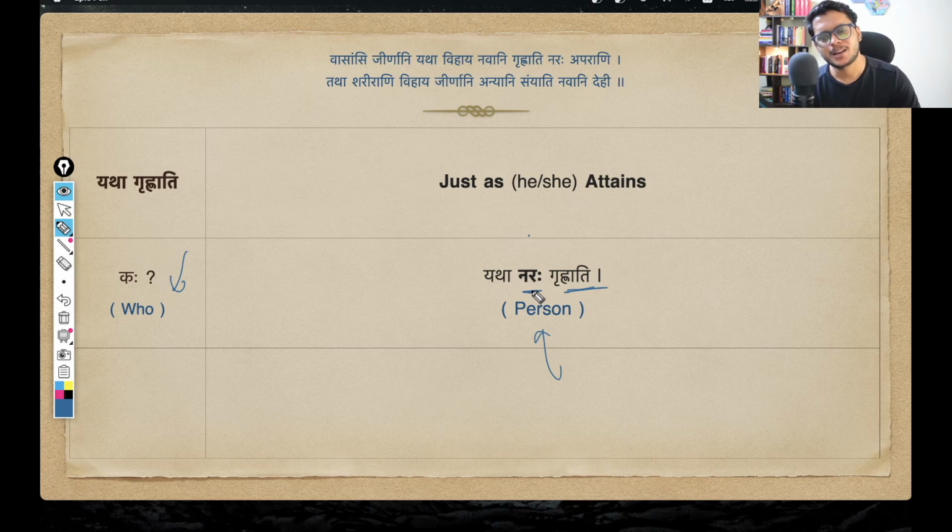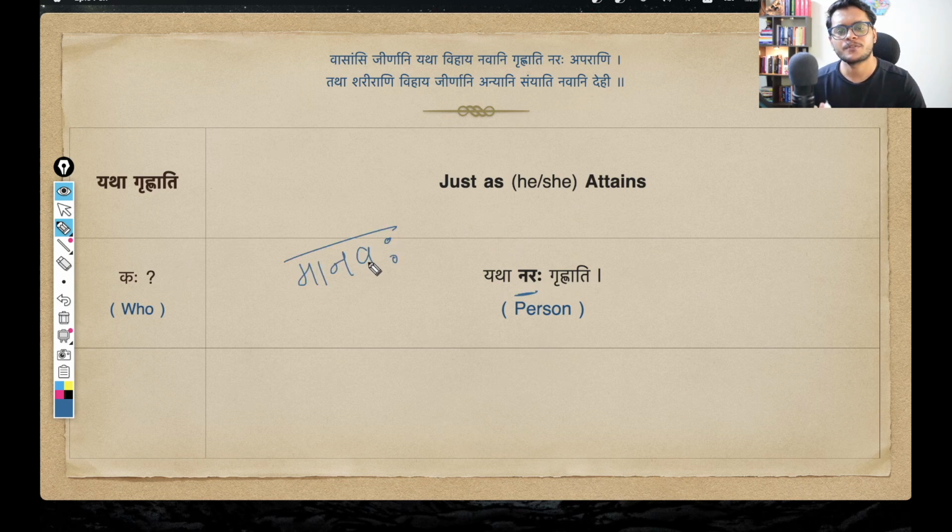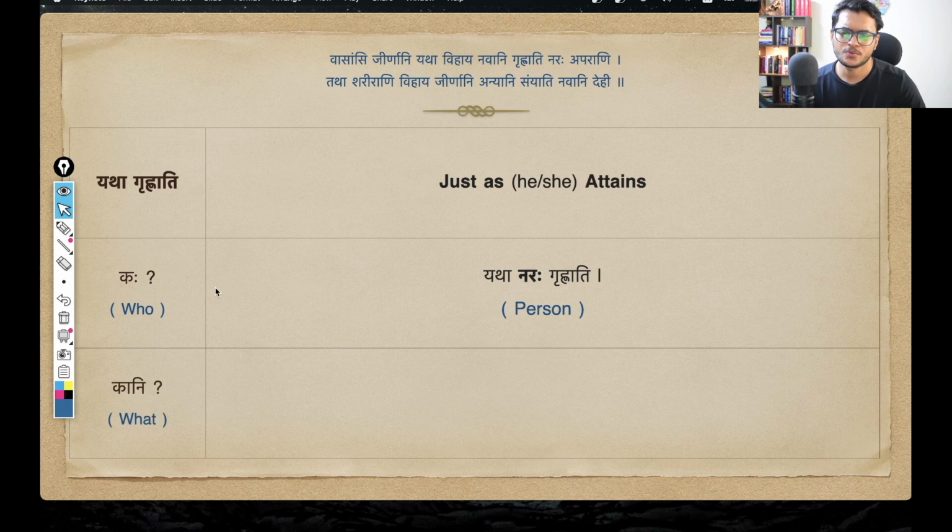This form here, Naraha, is again very obvious coming from the Pratipadika Nara. Since this is the karta of this kriya, of course it is in the prathama vibhakti. Prathama vibhakti ekvachanam, nara changes into naraha. What we see here in the shloka, this same word can also be very easily replaced with another word, suppose manavaha. So yatha manavaha grihnati, just as a person, just as a man attains in that sense. So naraha, manavaha, purushaha, a lot of words you can replace this with.